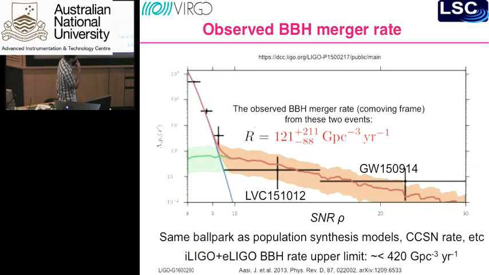So this is what we expect the merger rate to be for these events. This is the event out here at very high SNR. And if you also count the transient, so this should be LVT, not LVC, the October 12th event, and use those two to derive an event rate, you get a number like this, which is comfortably less than the upper limit that we set with initial LIGO. So that's good.